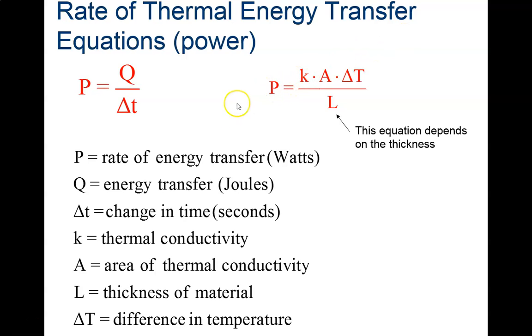The higher the conductivity, the better a conductor it is, and the better a conductor it is, the worse an insulator it is. A is the area of the wall or whatever it is that we're looking at. Delta T is the difference in temperature between the inside of the wall and the outside of the wall. Okay? And L is the thickness of the wall.